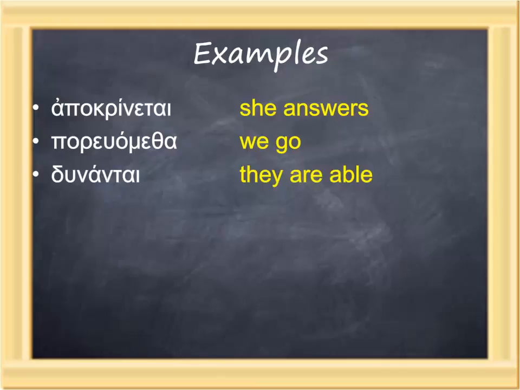Dunantai. The ending, ntai, is passive, third plural. But the dictionary form is dunamai, so the verb is deponent. They are able. By the way, this is one of the rare verbs where the normal connecting vowels of omicron and epsilon are replaced by an alpha. So it does look a little bit differently on occasion. Check your vocabulary list for the full details.